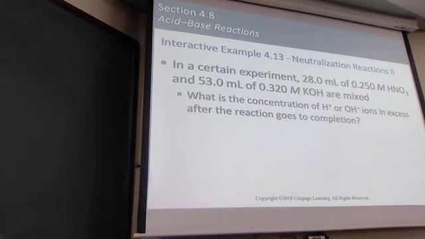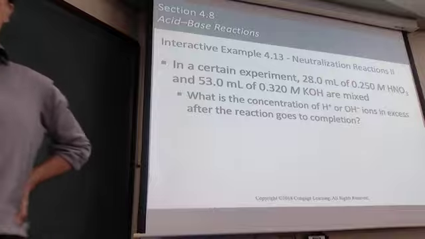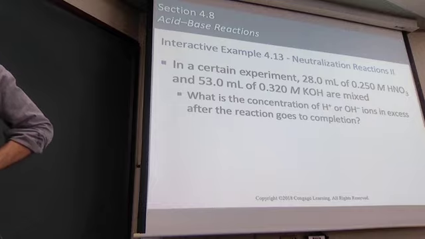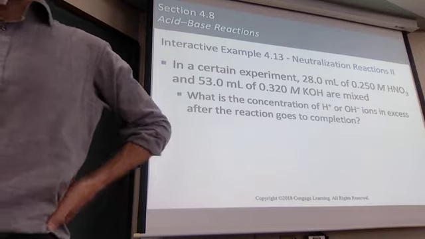Okay, in a certain experiment, 28 milliliter of 0.25 molar nitric acid and 53 milliliter of 0.32 molar potassium hydroxide are mixed. What is the concentration of proton and hydroxide ions in excess after the reaction goes to completion?